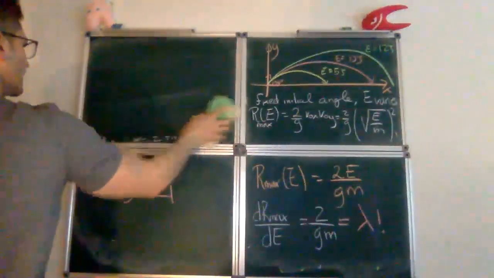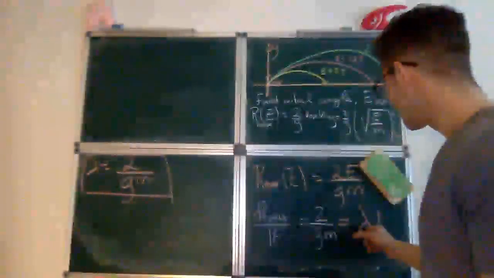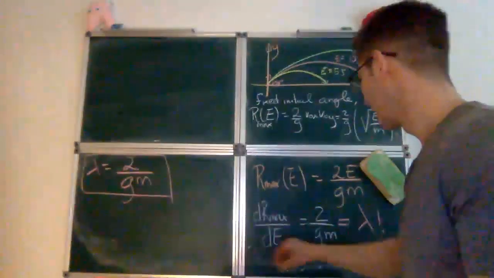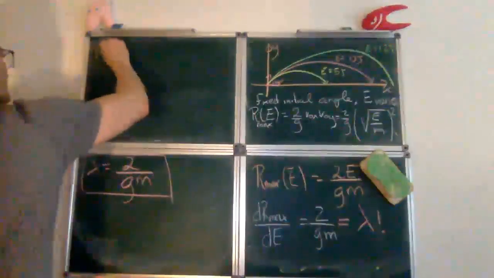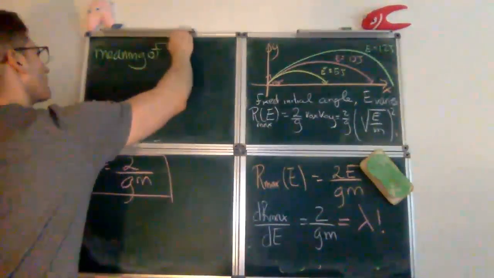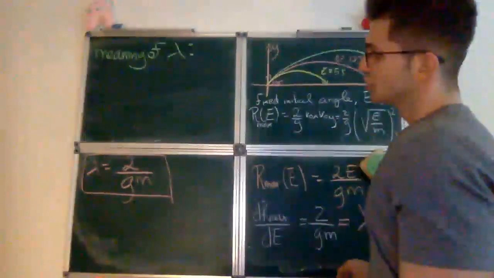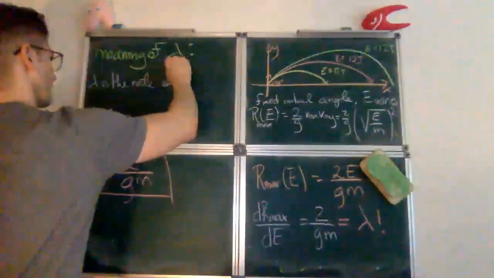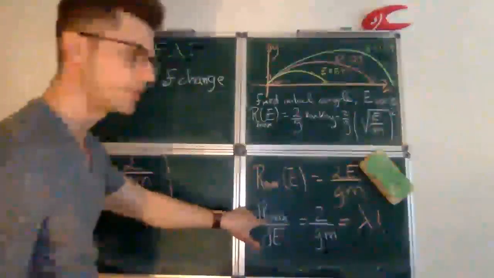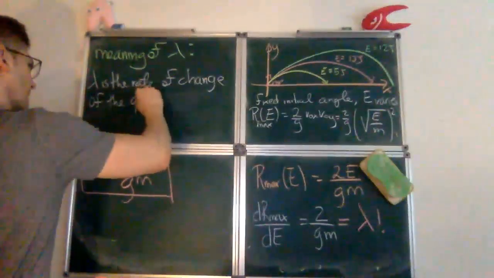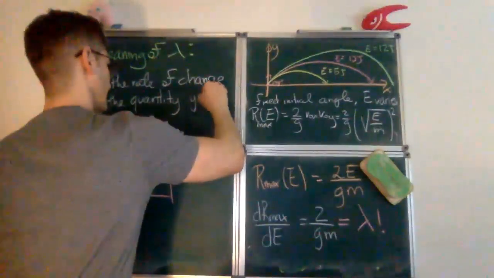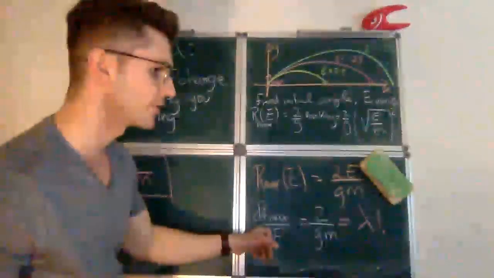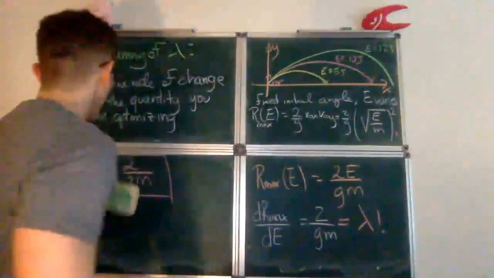So what's the physical meaning of lambda? What this means is, and this is usually what happens in general, not just in this specific context, even in economics there's an interpretation along these lines. So what is the meaning of lambda? The meaning of lambda is that lambda is the rate of change of what? Of the quantity you were optimizing, with respect to what? With respect to the parameter that you were fixing throughout the problem. So with respect to the constraint parameter.